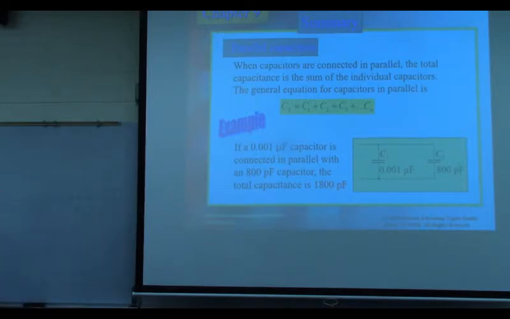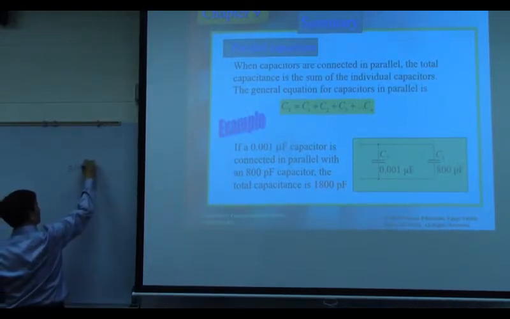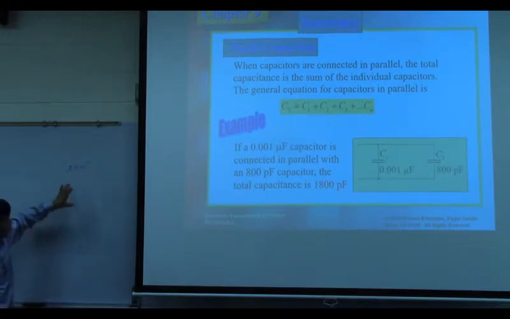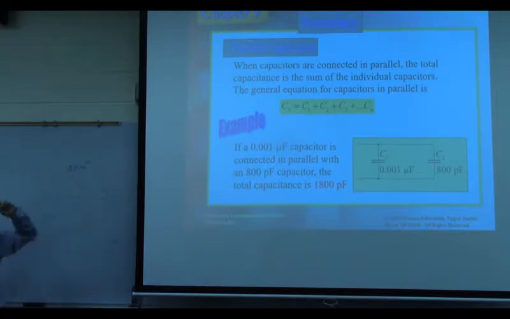longer, right? C equals 8.85 times 10 to the negative 12 times A over D. This A is constant. And this D equals this D plus this D plus this D. So this D increases, so that's why C decreases. So you add more in series, then the capacitance will be smaller and smaller. Make sense?